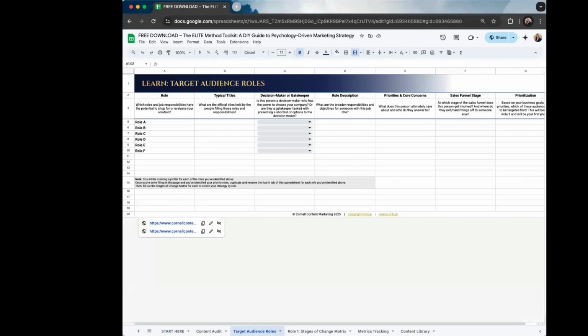This is your Target Audience Roles tool. The key to every good B2B marketing strategy is understanding that you're not speaking to other businesses. You're speaking to the humans within those businesses. And we have to understand what the internal and external lived experiences of those humans are. So for this exercise, first you're going to identify who are all of the people that you would want to connect with. Who could either be a decision maker or a gatekeeper to choosing your company?